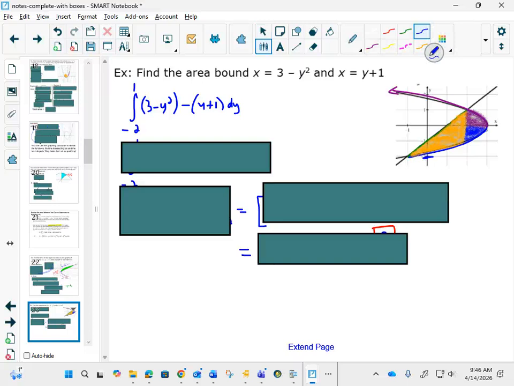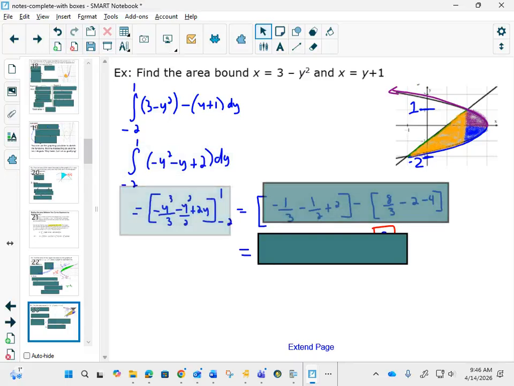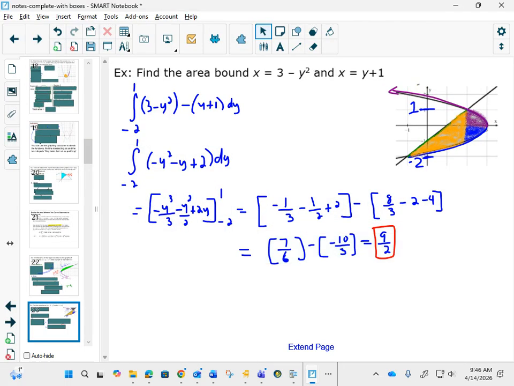Sorry, yes, -2, because you're thinking of your y values, not your x values. Again, that would be an easy thing to mess up on this type of question. So I'm going from -2 to 1. The one on the right is the parabola, minus the line, which is the one on the left. I can combine some like terms here, and I get my area a lot quicker.